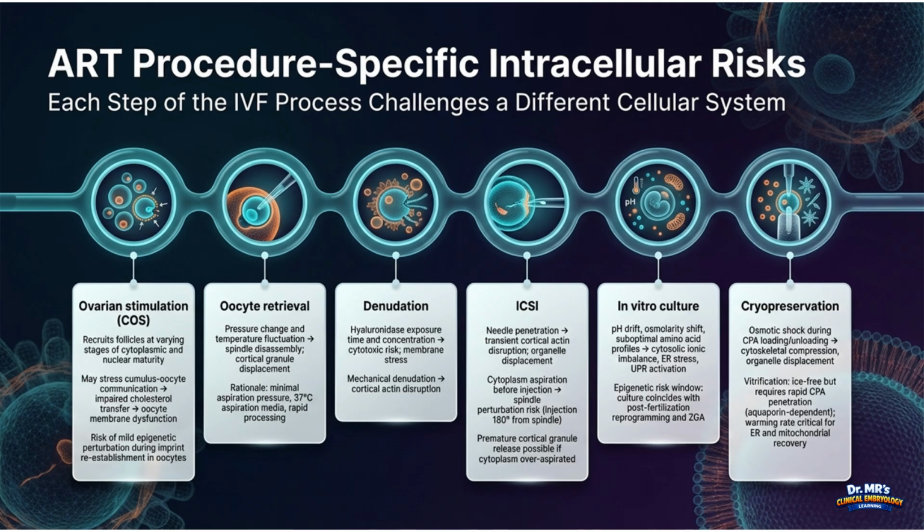Chemically, hyaluronidase is used to digest the hyaluronic acid matrix holding the cumulus cells together. But if the concentration is too high or the exposure time is too long, the enzyme begins to act on the glycoproteins of the oolemma itself. So it starts digesting the egg membrane. Exactly. It becomes fundamentally cytotoxic, altering the membrane's permeability and making it highly susceptible to degeneration.